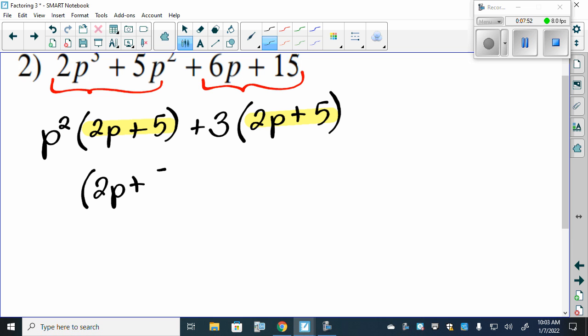So if I factor out the 2p plus 5, well, what am I left with? In the first one, I'm left with p squared, and in the other one, I'm left with 3. And that's it.